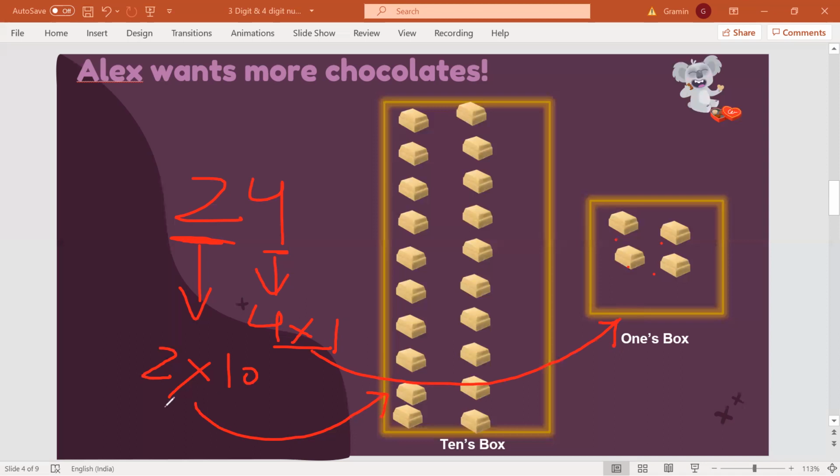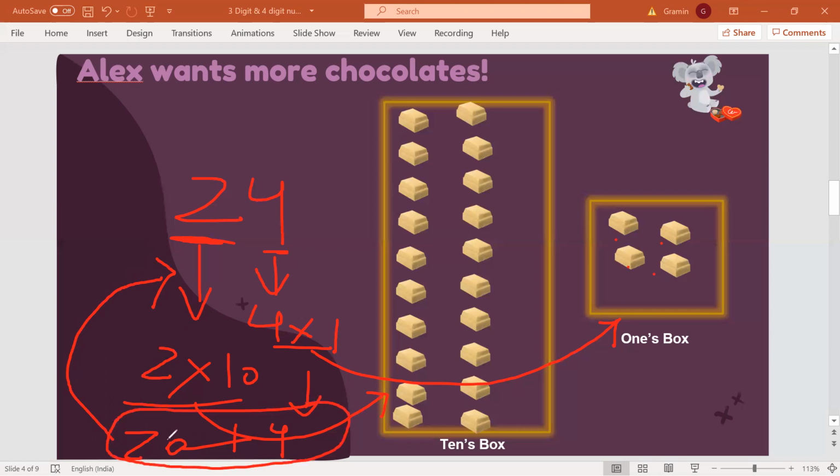So now if you multiply 2 multiplied by 10, you will get 20, right? And if you multiply 4 with 1, you will get which number? You will get 4, right? Now if you add these two numbers, again you will get what number? You will get 24. You will get the same number. So this number which you arrived at, 20 plus 4, this is nothing but the expanded form for number 24.